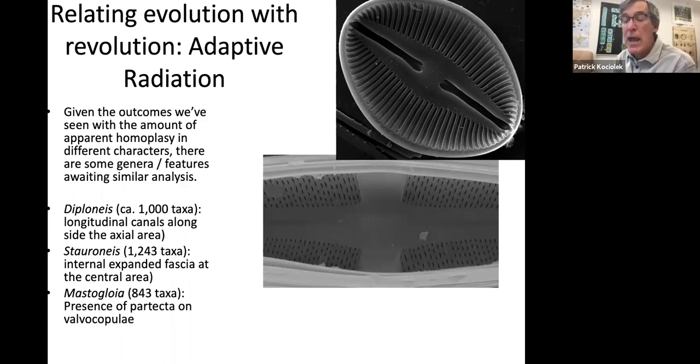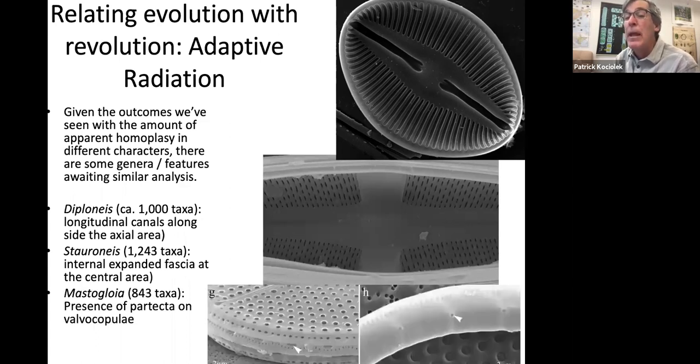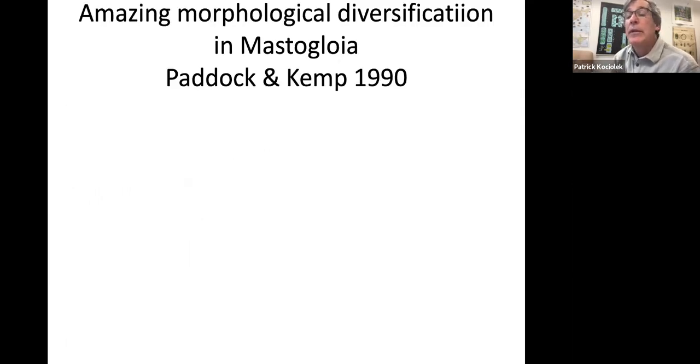And I'm just going to drill down on this last group, which is Mastogloia. And this is not any work that I did, but I'm always struck by the work that Paddock and Kemp did on this genus. So we put a variety of things in Mastogloia because they have partecta. So on the valvocopula of Mastogloia species, there are these chambers. This is what they look like externally with these little holes. Here's what they look like internally. And Mastogloia species, many of them, through these external holes here, shoot out mucilaginous strands. So there's an unbelievable level of morphological diversification in Mastogloia.